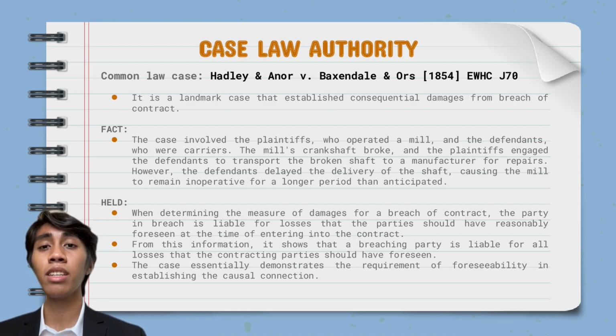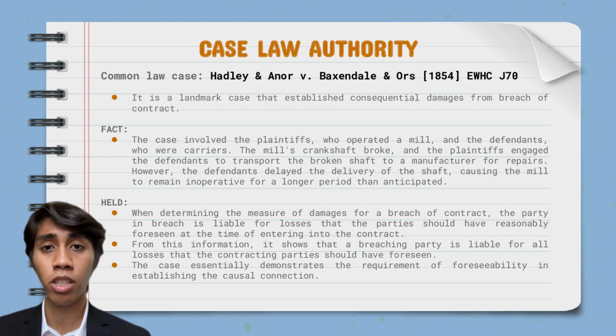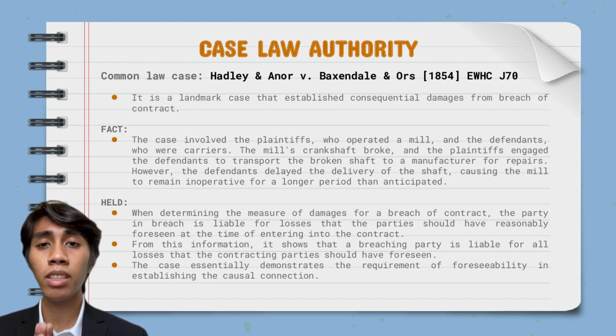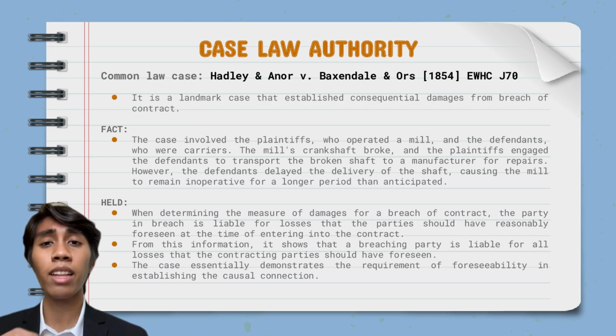However, the defendant delayed the delivery of the shaft, causing the mill to remain inoperative for a longer period than anticipated. The court held that when determining the measure of damages for a breach of contract, the party in breach is liable for losses that the parties should have reasonably foreseen at the time of entering into the contract. From this information, it shows that a breaching party is liable for all losses that the contracting parties should have foreseen. The case essentially demonstrates the requirement of foreseeability in establishing the causal connection.